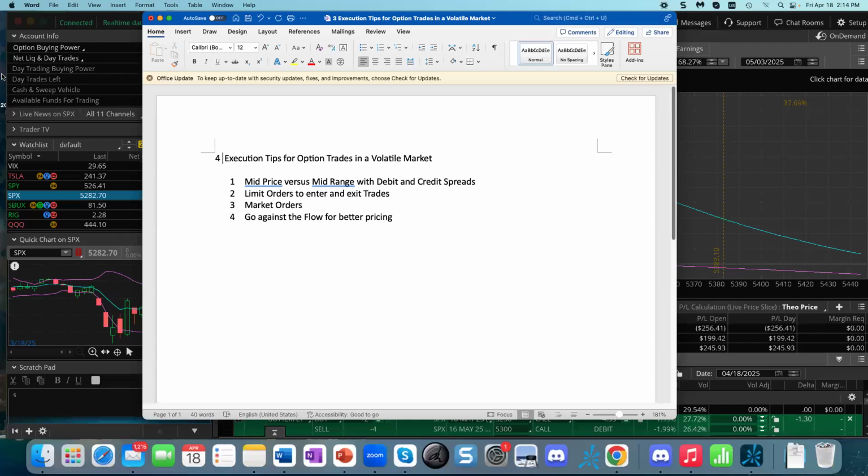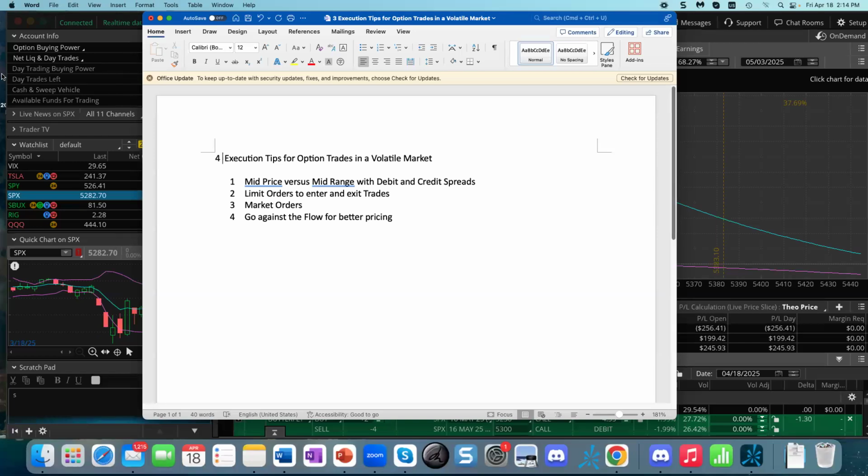But again, the key is the vehicle, right? I mean, there's some vehicles you can go in, they're not really liquid, and you could get torched on a market order. Number four, go against the flow for better pricing.